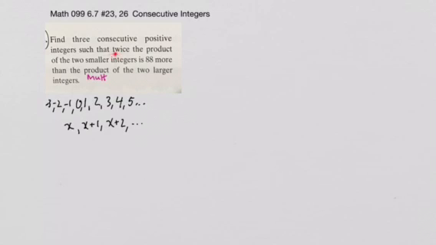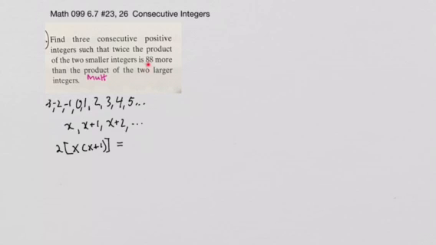Now we have twice the product. So let's make a product of the 2 smaller. So that's the product of the 2 smaller, x times x plus 1, and then twice that would mean to multiply again by 2. Now this twice the product is, so that's our equal sign, equals 88 more than the product of the 2 larger integers.